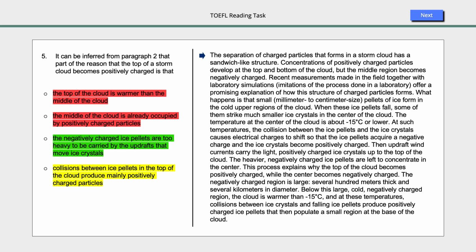Let's look at the final option. It says, collisions between ice pellets in the top of the cloud produce mainly positively charged particles. The passage says, pellets of ice form in the cold upper regions of the cloud, but it doesn't say anything about collisions between ice pellets there. So we can also rule that one out.